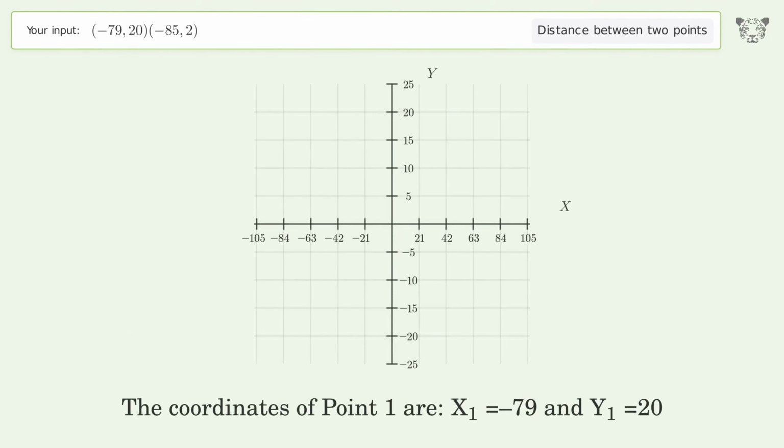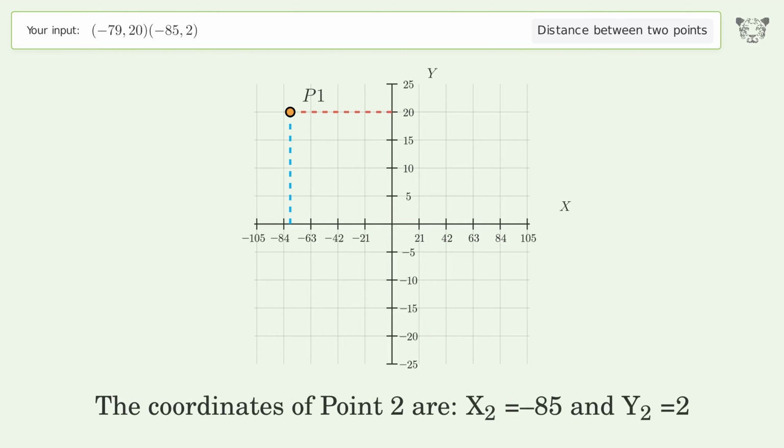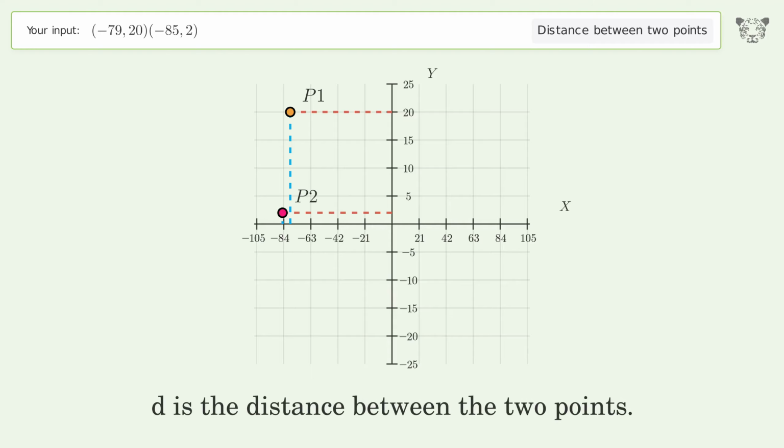The coordinates of point 1 are, x1 equals -79 and y1 equals 20. The coordinates of point 2 are, x2 equals -85 and y2 equals 2. D is the distance between the 2 points.